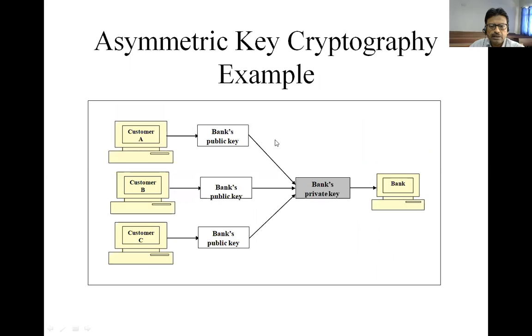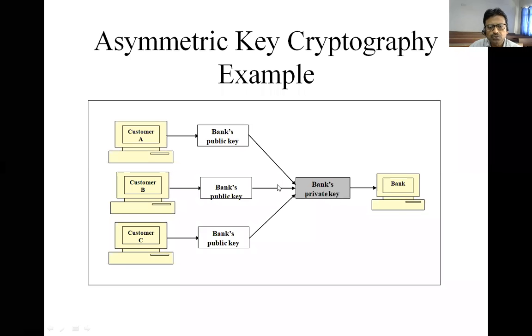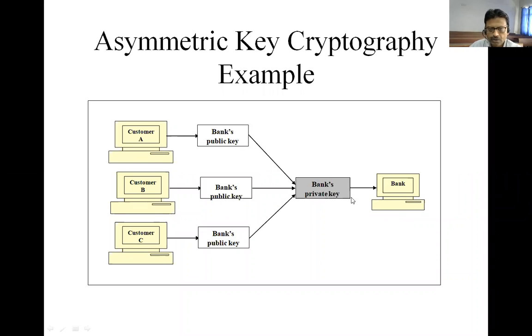If you take an example of asymmetric cryptography, there are many customers of the bank, and every customer will be using the bank's public key to encrypt the information being sent from the customer to the bank, and the bank will be using its private key to decrypt the message.